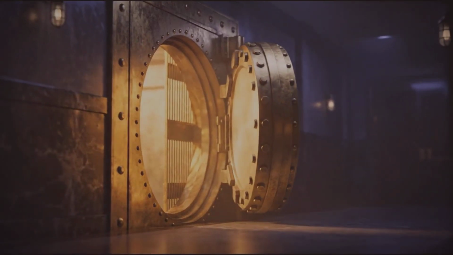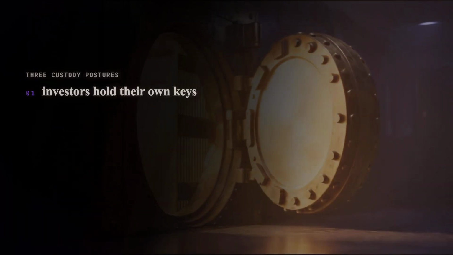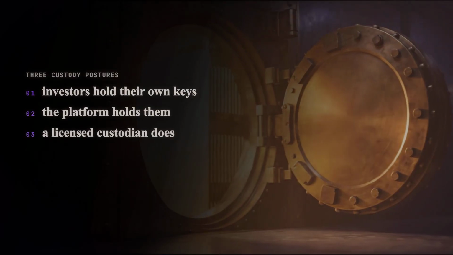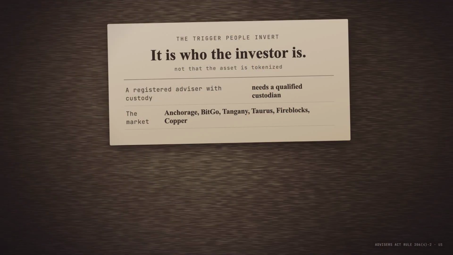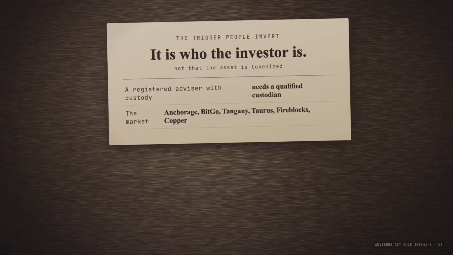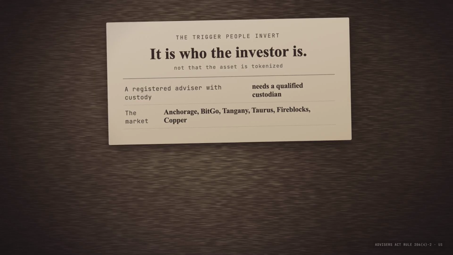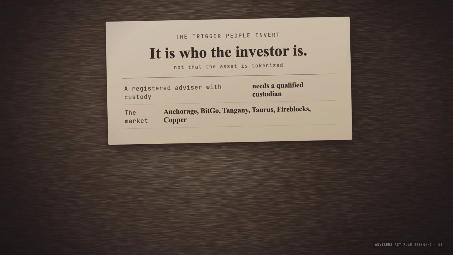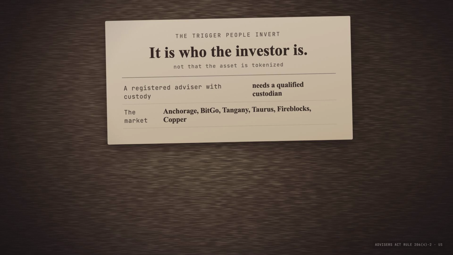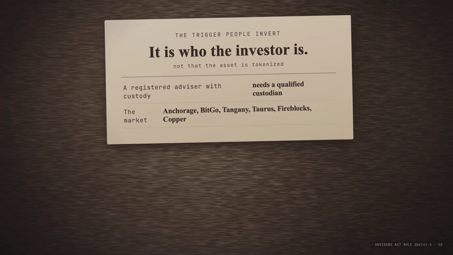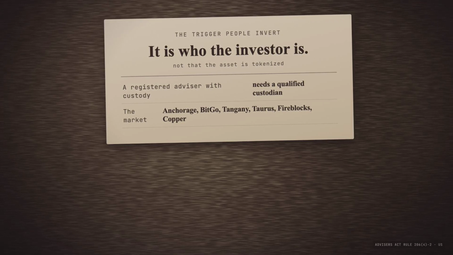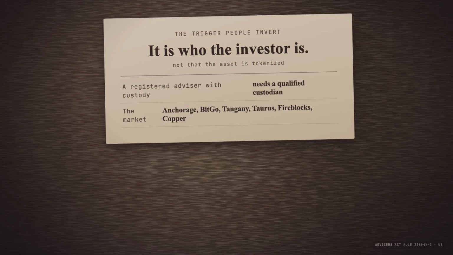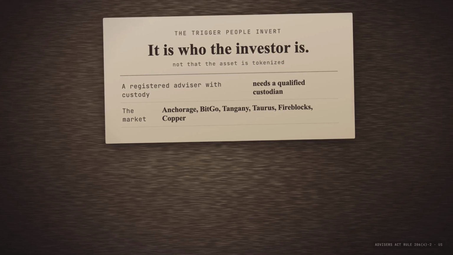3 custody postures. Investors hold their own keys, the platform holds them, or a licensed custodian does. And the US trigger is the one people invert. It is not that the asset is tokenized, it is who the investor is. A registered advisor with custody of client assets needs a qualified custodian, tokenized or not. Anchorage, BitGo, Tangany, Taurus, Fireblocks, and Copper all serve this category.